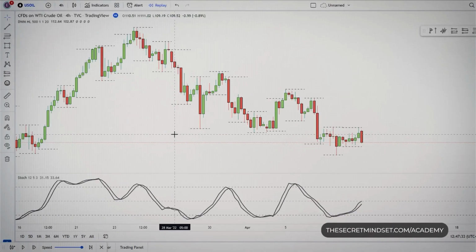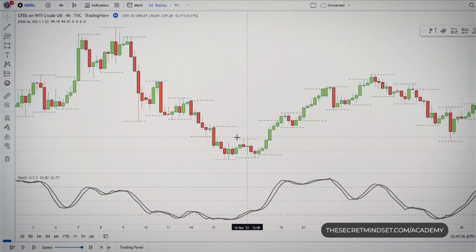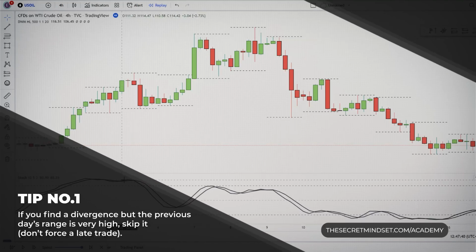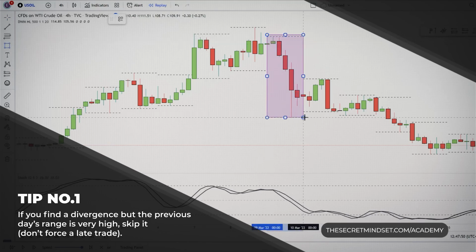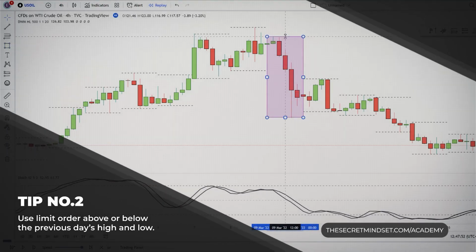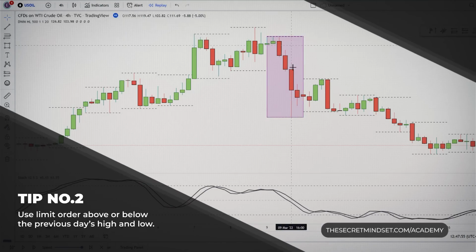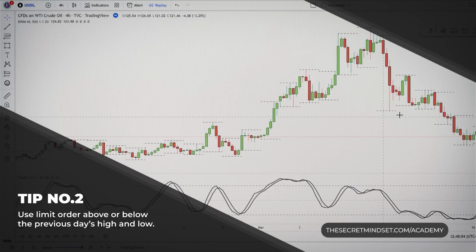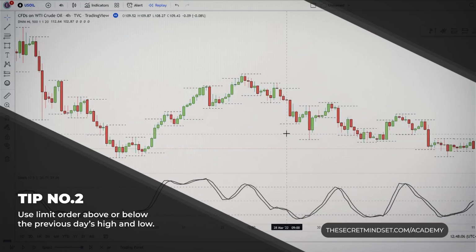When trading divergences, the key is to be careful and precise with your entry point. If you find a divergence, but the previous day's range is very high, skip it. It's better to stay aside and not force a late trade. When trading divergences, the entry point and the risk-to-reward management are both important aspects. Use limit orders above or below the previous day's high and low to ease the process.